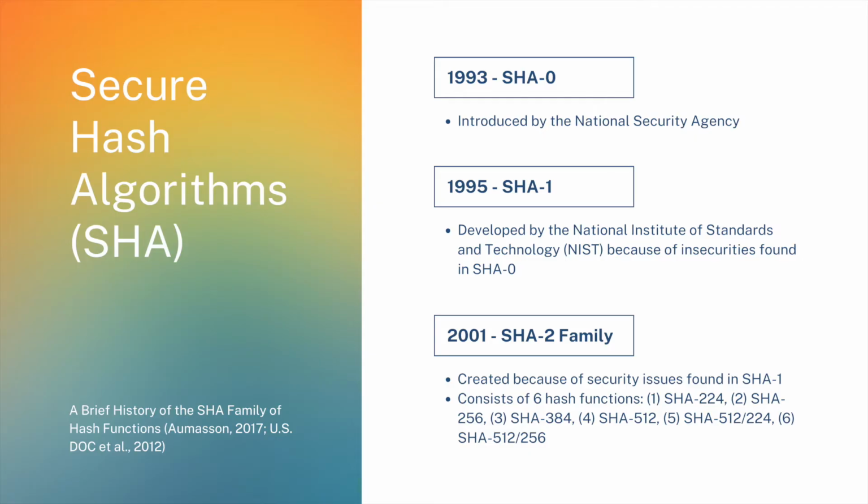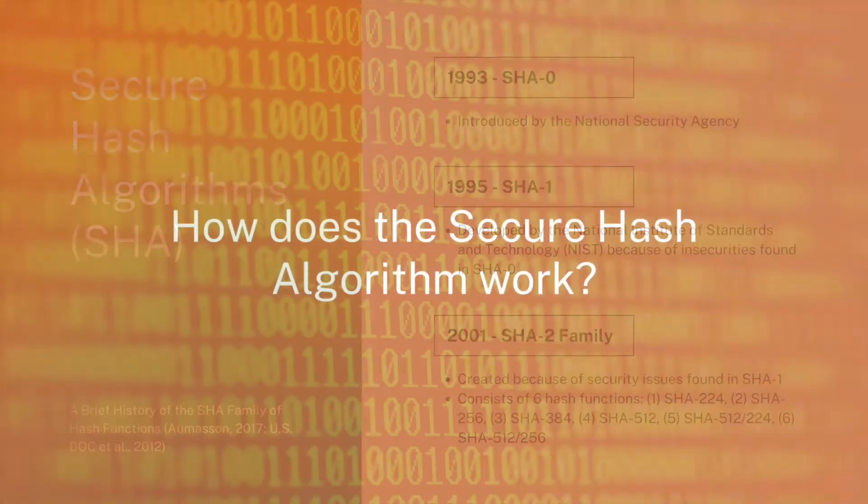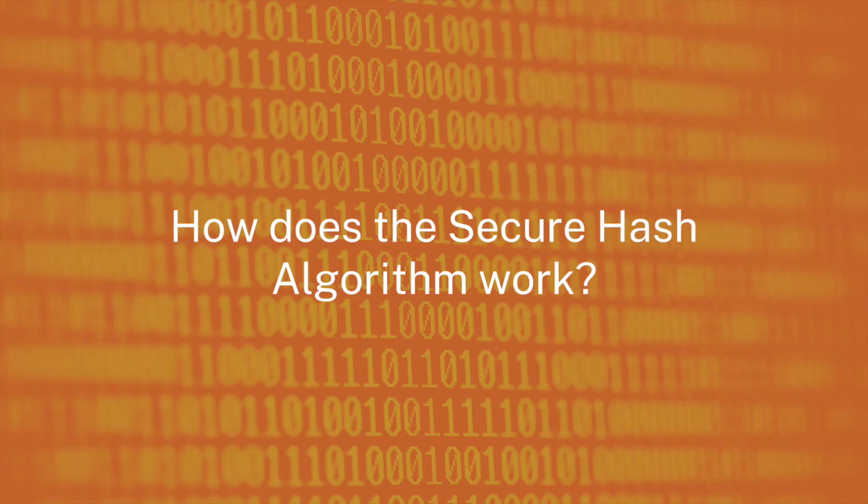In order to answer that, I will first give a brief overview of how the secure hash algorithm works. In this presentation, I will focus on SHA-256 primarily because it is the most widely used type in authentication protocols and is actually the one employed by Bitcoin, which I have discussed earlier. So how does the secure hash algorithm work?